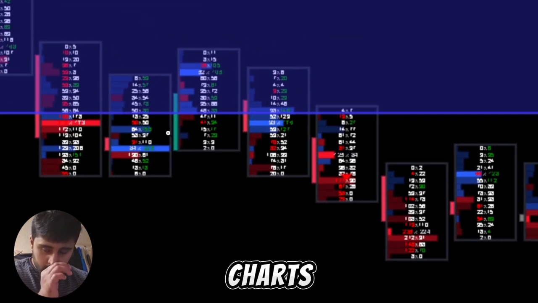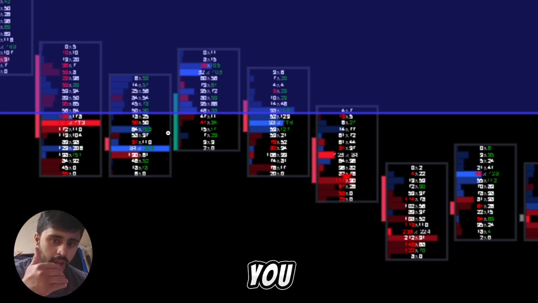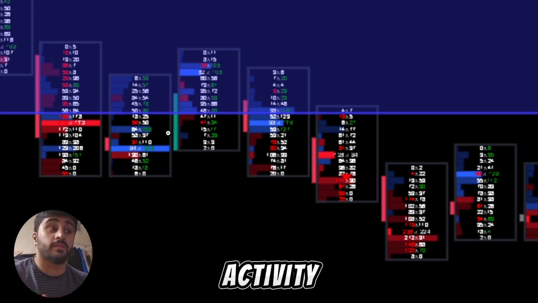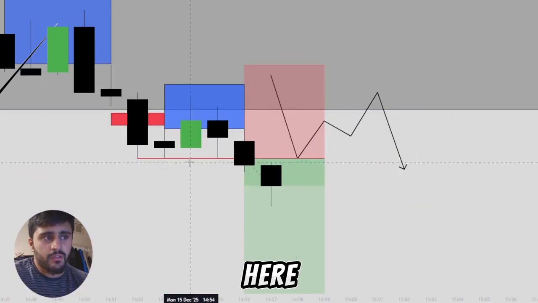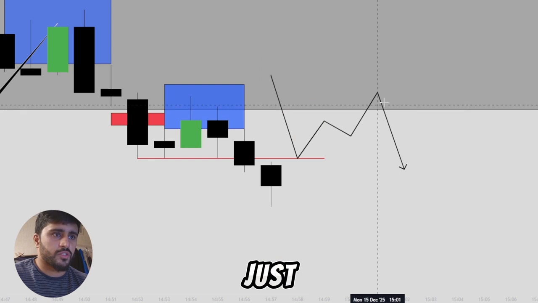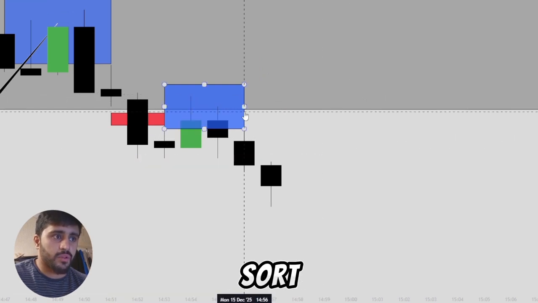The footprint charts basically show you energy or activity. Think of it as activity. Now, when we see a lot of blue inside of these candles here, what does that mean? So 1, 2, 3, and then we break below that red line that I drew, the break line here, right? 1, 2, 3.